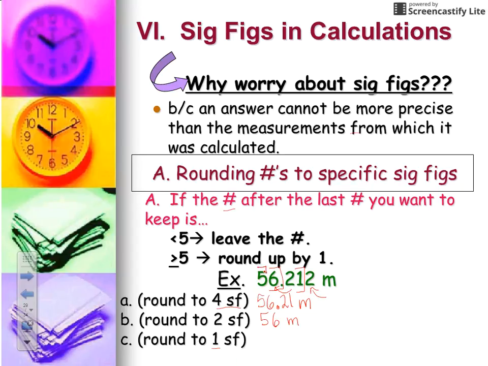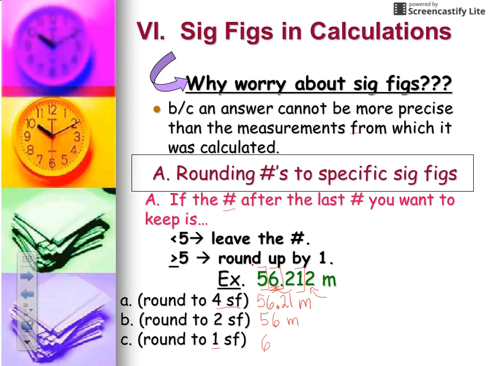Now, what if we wanted to round it so it only had 1 significant figure? That means we would be keeping the 5 as our significant figure. So since the 5 is the last digit we want to keep, you're going to look at the number immediately after that, which is a 6. Now, the 6 is greater than 5, so it goes to this part. If it's greater than or equal to 5, we're going to round up by 1. So the 6 rounds the 5 up to a 6.